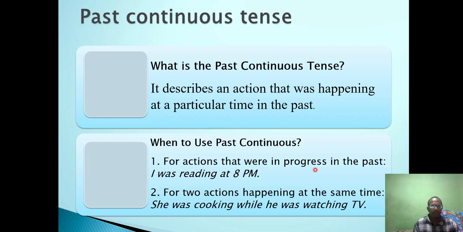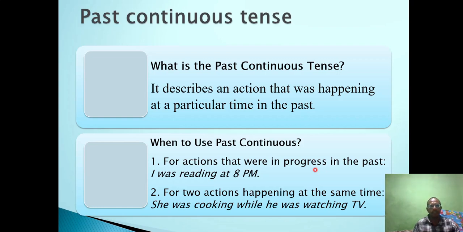Well, today let's try to see the past continuous tense. So, what is past continuous tense? This is my question as a brainstorming. Did you try to think about the past continuous tense? Good.